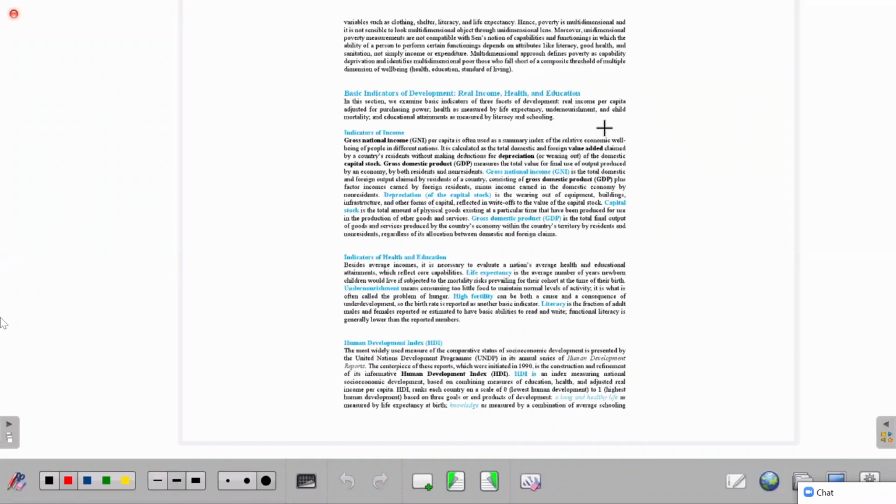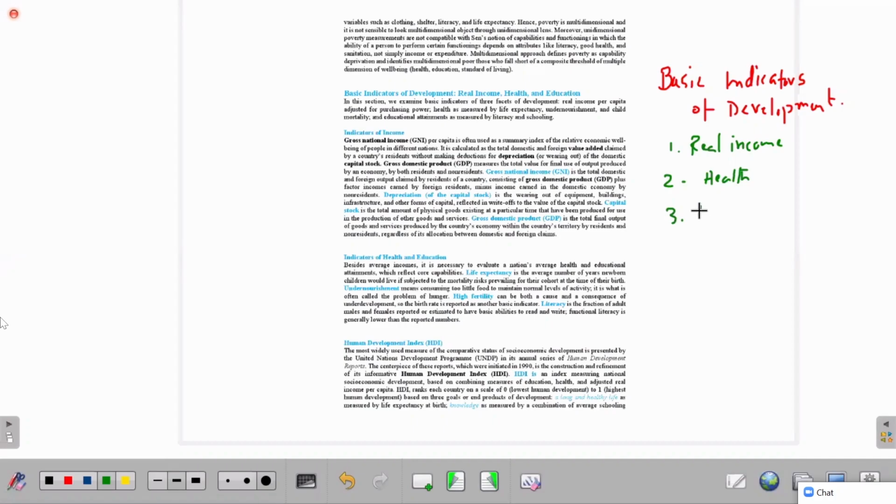All right, now we are going for basic indicators of development. We have already learned this in maybe chapter 5. What are the basic indicators of development? There are three major indicators. One is real income, the second one is health, and the third one is education.